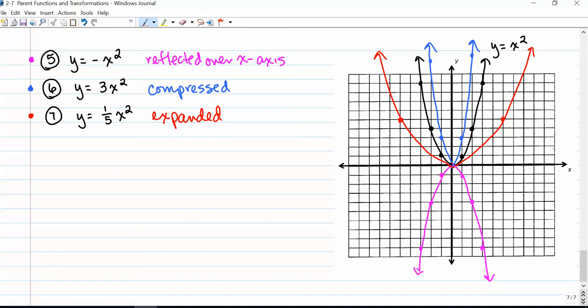So in this video we took a look at some of the parent functions that you should be familiar with: a constant function, the identity function, the absolute value function, and the quadratic function, and how we can do transformations on those, either translations, moving them up, down, left, right, reflections over the x or y axis, and then dilations where the graphs are either expanded or compressed.